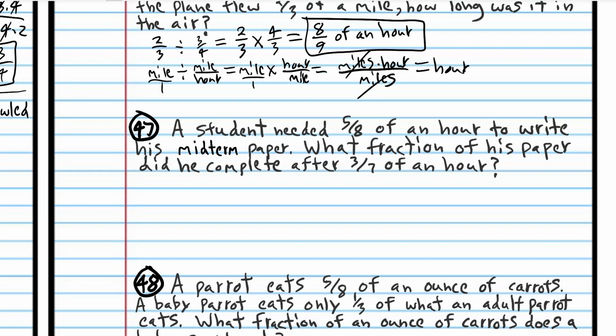All right, 8/9 of an hour. Why don't you try number 47? Now 47, just be aware, it's going to be 5/8 of an hour per midterm. So it's going to be hours over midterm for this one. Hours for one midterm. Instead of being miles per hour, it's going to be hours per midterm. So go ahead and try that one, and when you come back, we'll do it together.